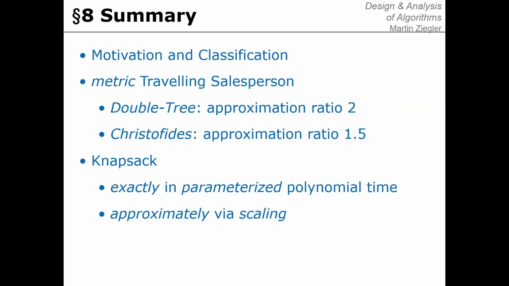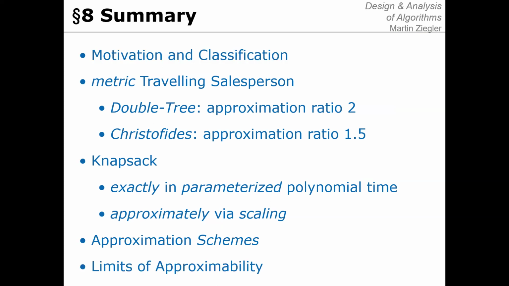And then we determined how to choose the scaling factor k in order to achieve any desired approximation ratio 1 plus epsilon, which was then an example of a fully polynomial time approximation scheme. There are also other non-fully polynomial time approximation schemes, but this is not a subject of this lecture. And finally, we discussed the limits of approximability: the non-metric traveling salesperson problem provably cannot be approximated up to any constant factor unless P is equal to NP.